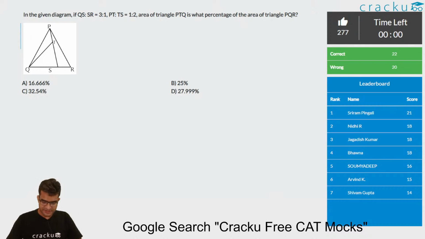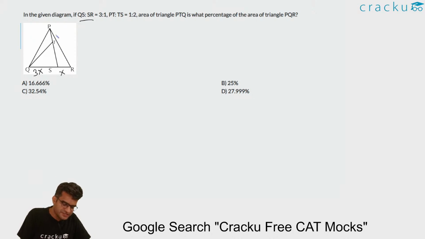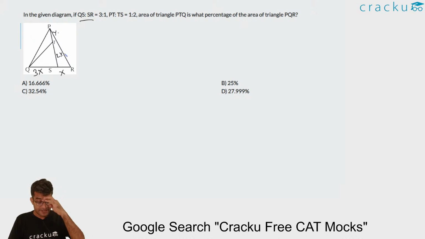Okay, let us try to answer this question. In this diagram, we are told that QS to SR is 3:1. So let us assume that this is 3x and this is x. And we are told that PT to TS is 1:2. So let us assume that this is y and this is 2y. What is the area of triangle PTQ as a percentage of the area of triangle PQR?